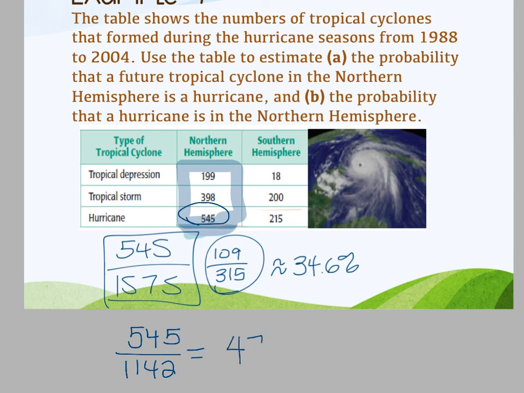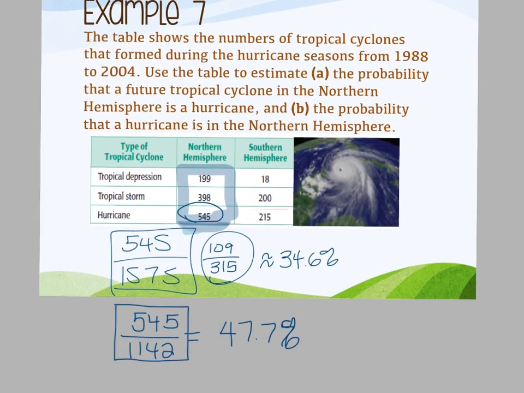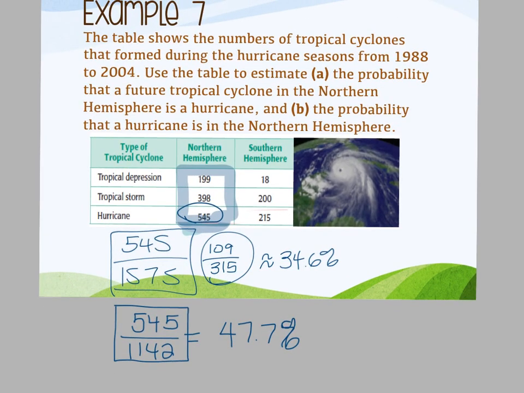47.7%. Yes. Where did you get the 1575 from A? I added up everything on that thing. So you're saying from general, just from looking at these storms, what's the probability that the next one is going to be in the northern hemisphere and be a hurricane? So you're using the entire subset. Whereas B, it says the probability that a hurricane is in the northern hemisphere. You're already assuming it's just the northern hemisphere. But what's the probability that it's going to be a hurricane?